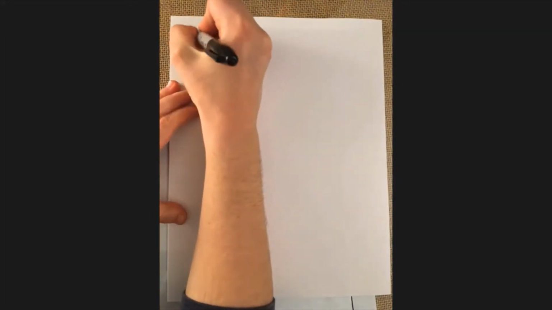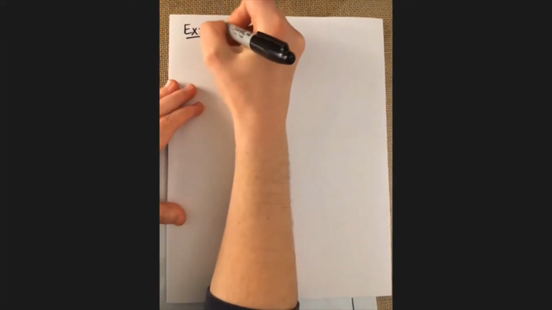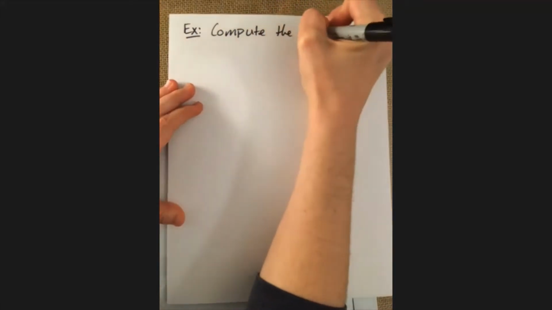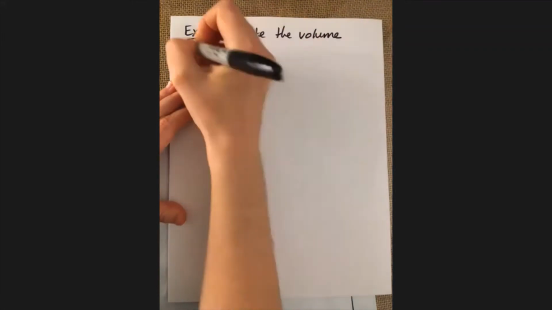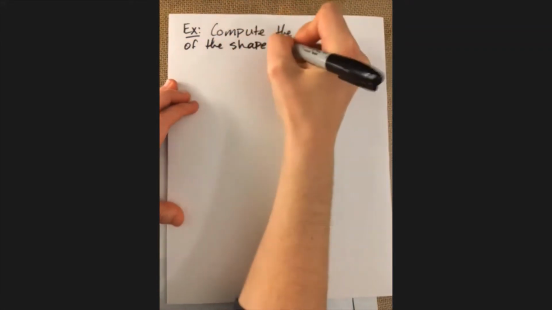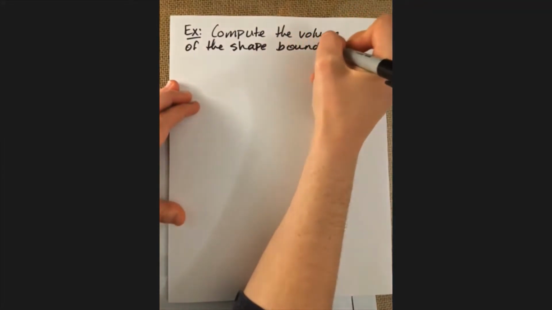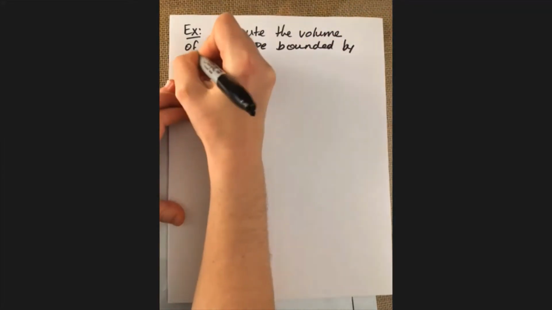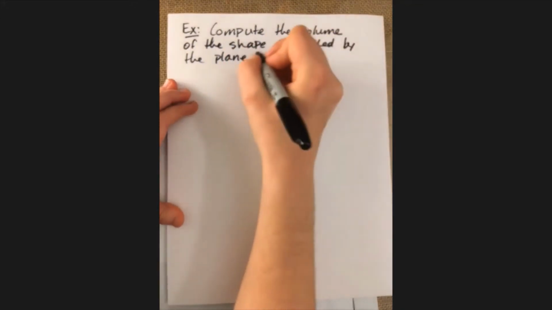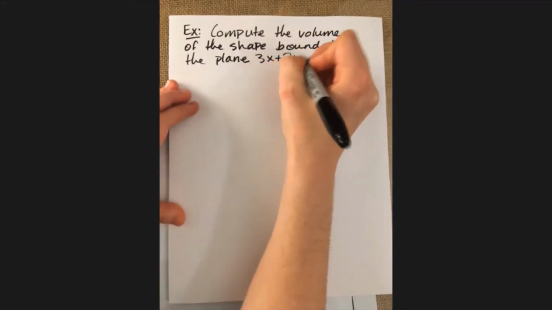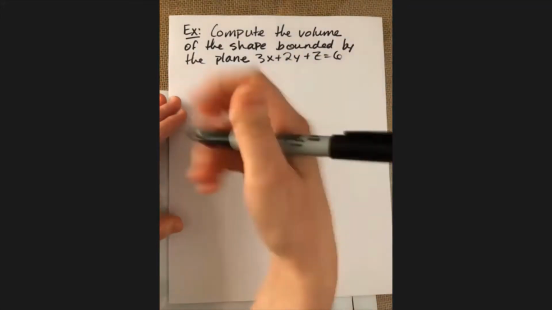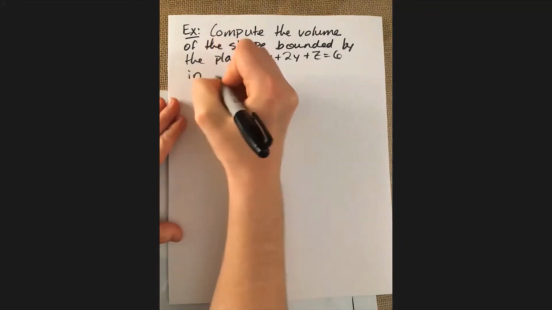Our first example is going to be for volume. So we are going to compute the volume of the shape bounded by the plane, let's say 3x + 2y + z = 6, and we want it to be in the first octant.